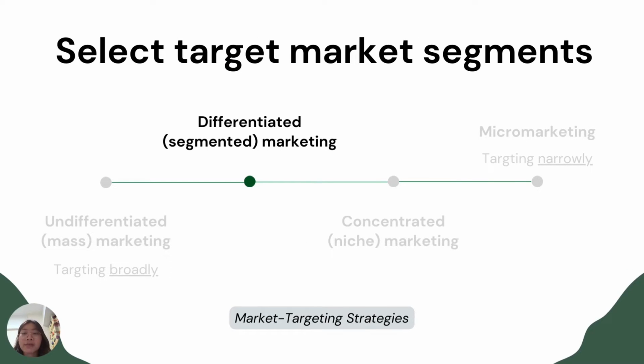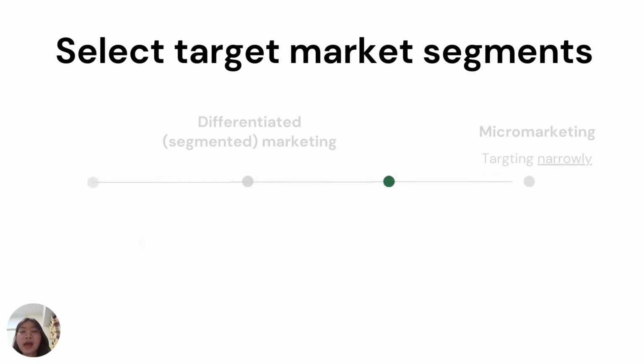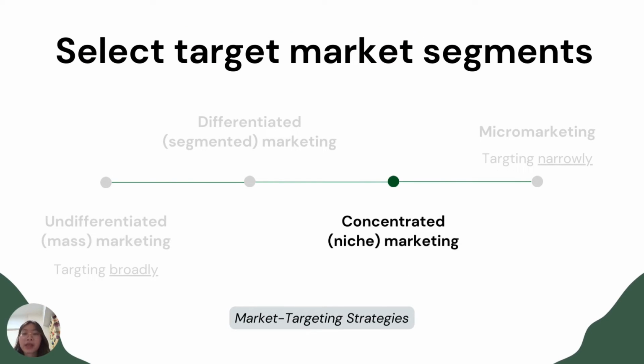In differentiated marketing, a firm targets several market segments and decides separate offers for each. Again, with Coca-Cola, it serves narrow niches with many brands and flavors, such as caffeine-free Coca-Cola, Zero Coke, Coca-Cola Cherry, and Coca-Cola Vanilla. Next is concentrated marketing, a market coverage strategy in which a firm goes after a large share of one or a few segments or niches.